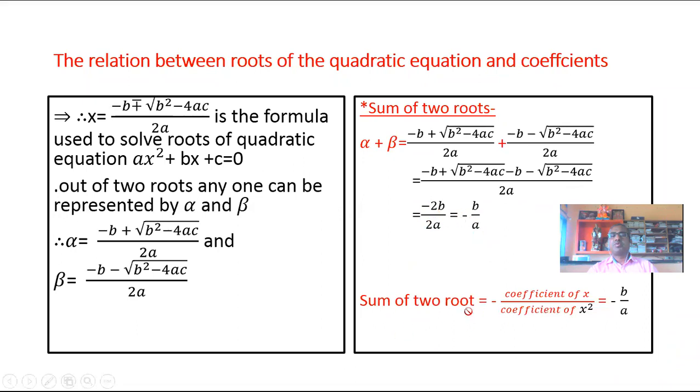Hence, sum of two roots is equal to the coefficient of x with the minus sign at the numerator. That is b, the coefficient of x, the middle term in the standard form of the equation ax square plus bx plus c is equal to 0. Therefore, sum of two roots is equal to minus coefficient of x, denominator coefficient of x square, is equal to minus b upon a. This is the relation: alpha plus beta is equal to minus b upon a. Write down.